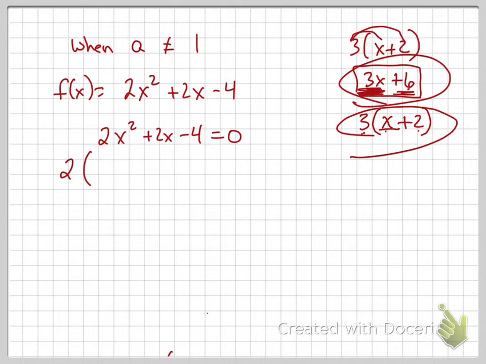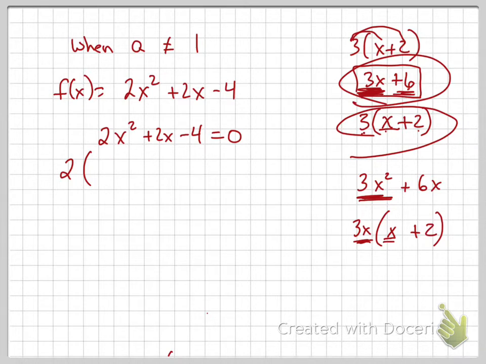What if I gave you 3x squared plus 6x? Pay attention, you two. Not only do they have a 3 in common, but what else do they have in common? So I could take out a 3x. 3x times what is 3x squared? X. 3x times x is 3x squared. 3x times what is 6x? 2.